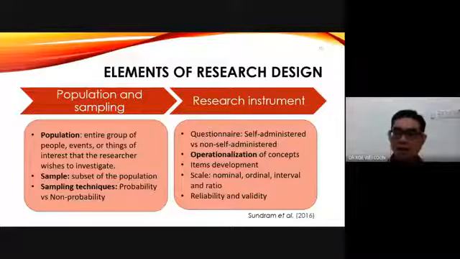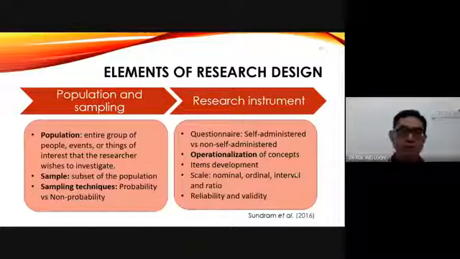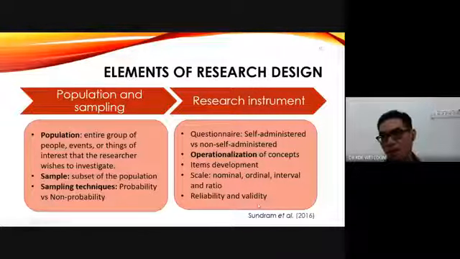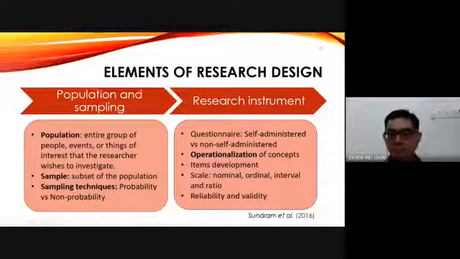So that's nominal. Normally in our questionnaire, we will use nominal scale and also interval scale. Interval scale, for example, you are using Likert scale. So when you develop your research instrument, which is questionnaire, you have to make sure that you fulfill the requirement for reliability and validity. You have to analyze statistically for your reliability and validity. Okay, so that's some basic ideas about population and sampling and also research instrument.